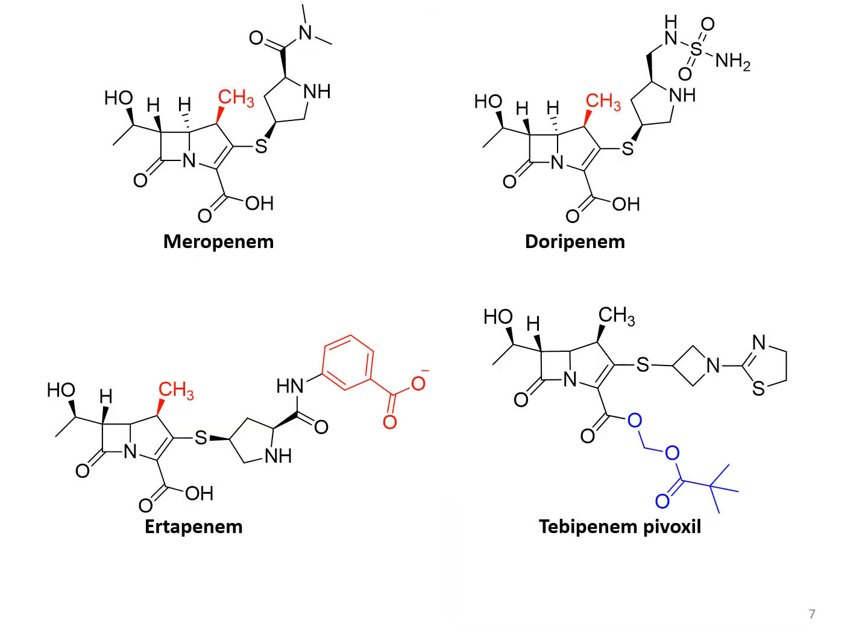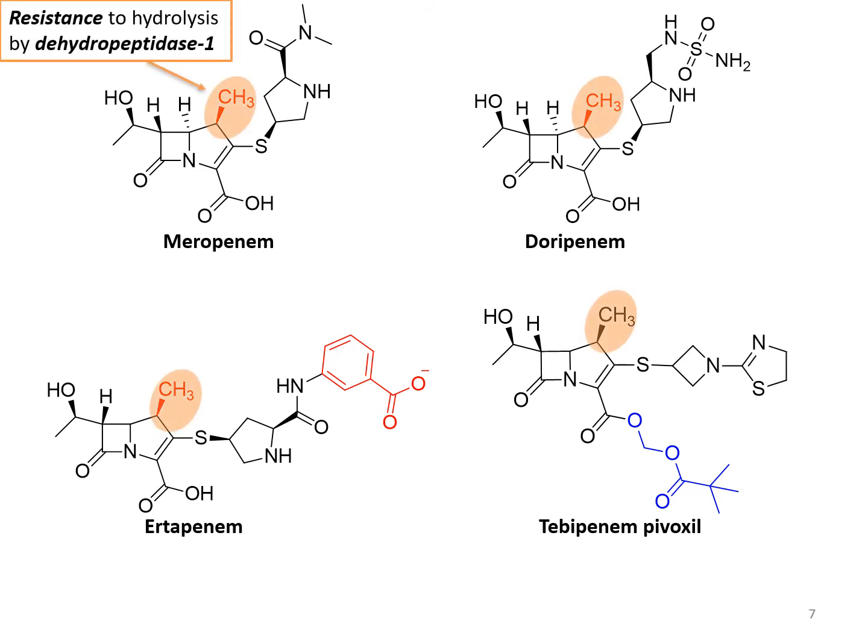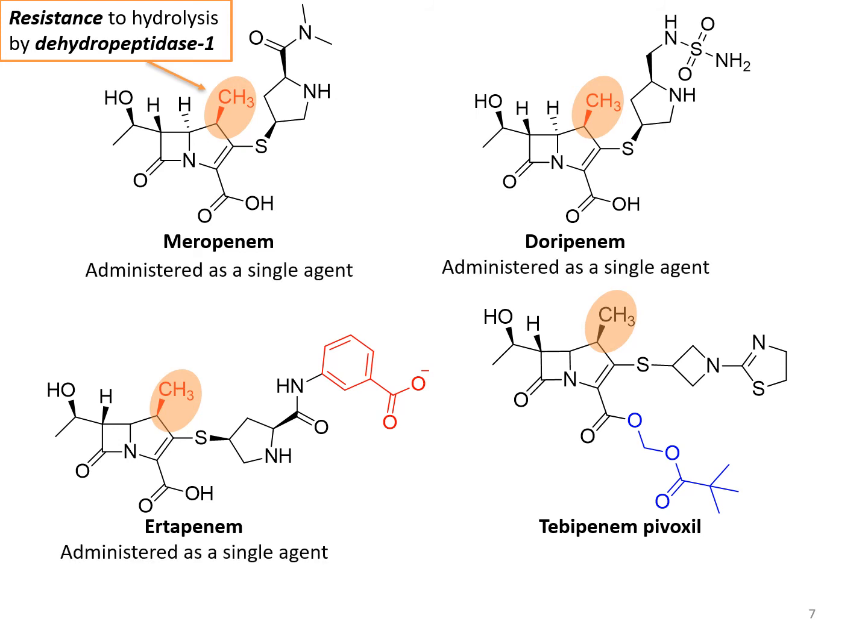Meanwhile, structural optimization of imipenem was underway so as to have carbapenems that are intrinsically resistant to dehydropeptidase 1. Structure-activity relationship studies have resulted in the finding that a beta-methyl on carbon 1 prevents hydrolysis by dehydropeptidase 1. Thus, the carbapenems you see here, meropenem, doripenem, ertapenem, which are FDA approved, and the investigational tebipenem pivoxil, can all be administered as single agents. Ertapenem has an ionizable benzoic acid group, leading to high protein binding, thus having a long half-life that allows for once daily dosing.